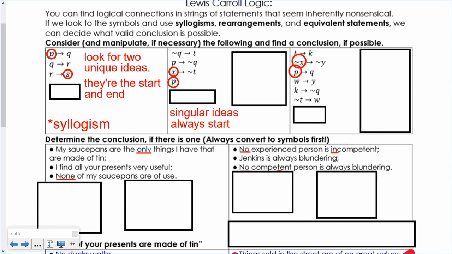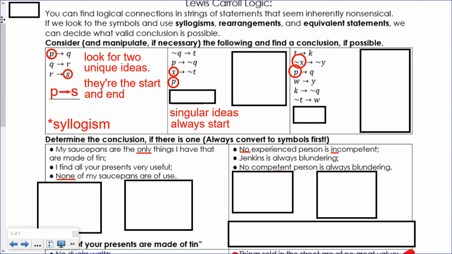See how I circled the P and the S? What do you think my conclusion would be? P implies S. This is the way that our logic puzzles are going to work. We need to arrange them in a logical format for the syllogism, then we link the beginning and the end. Now I don't have this written in, so you have to write it by hand. You want to look for 2 unique ideas. That means the letters that only show up once each. P only shows up once and S only shows up once. Those 2 unique ideas are the beginning and the end of your syllogism.